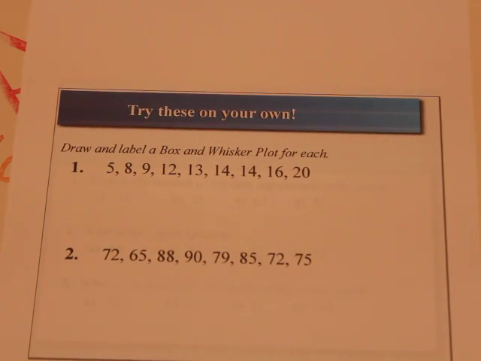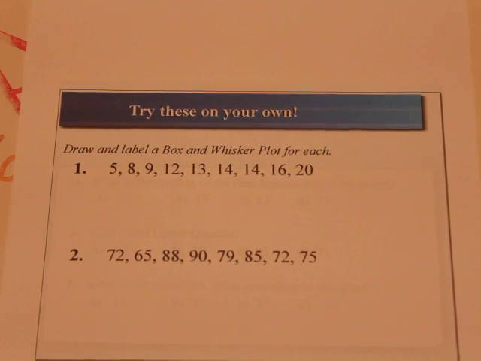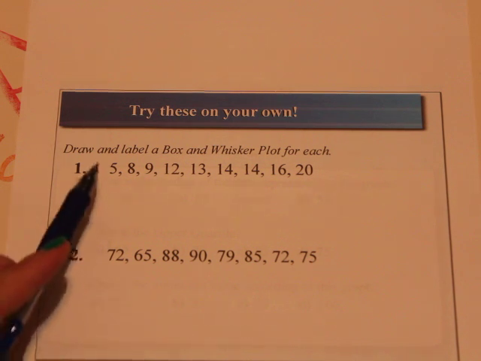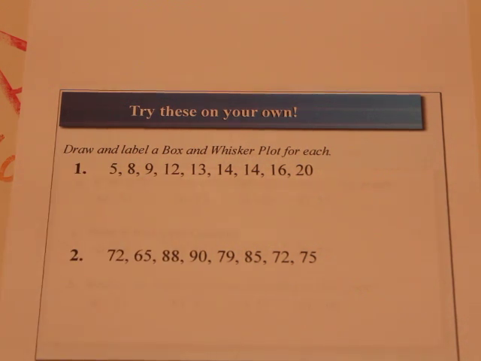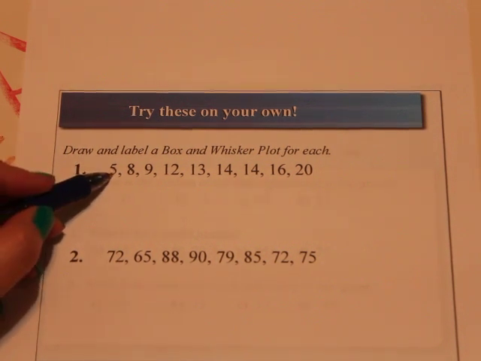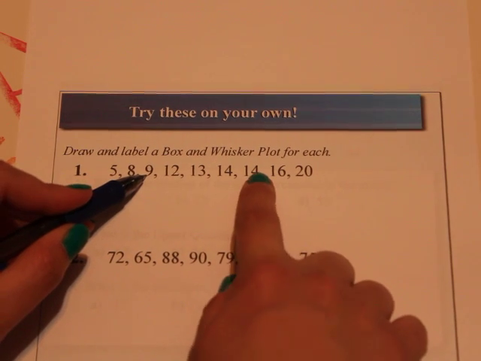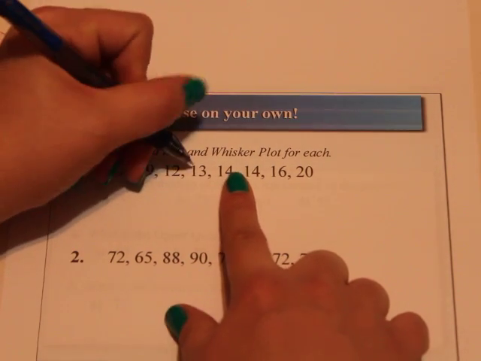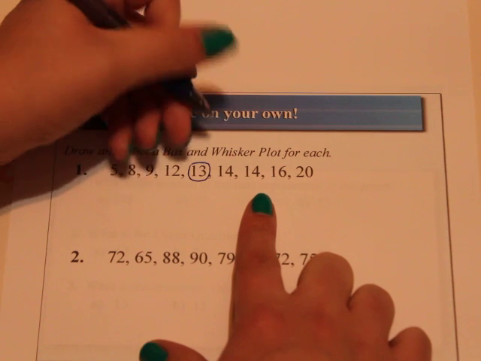Okay, so let's do another one here. It says draw and label a box and whisker plot for each. Okay, they've got our numbers in order from least to greatest for us, so that's good. Now we need to find the median. So 1, 2, 3, 1, 2, 3, 1, 2. Okay, our median is going to be 13.